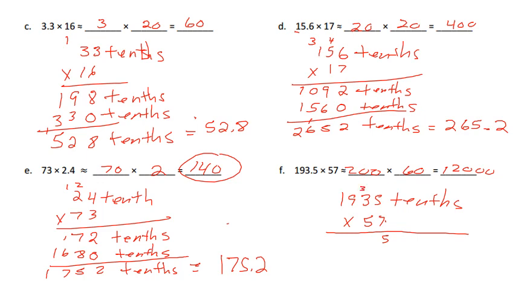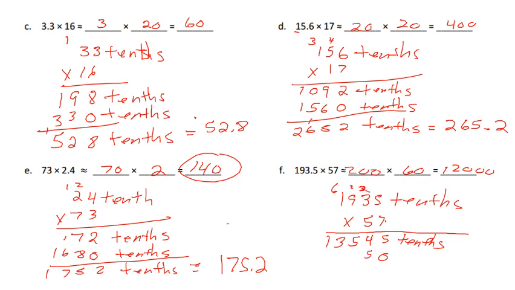Now 7 times 5 is 35. 7 times 3 is 21 and 3 is 24. 7 times 9 is 63 and 2 is 65. 7 times 1 is 7 and 6 is 13. So that's 13,545 tenths.